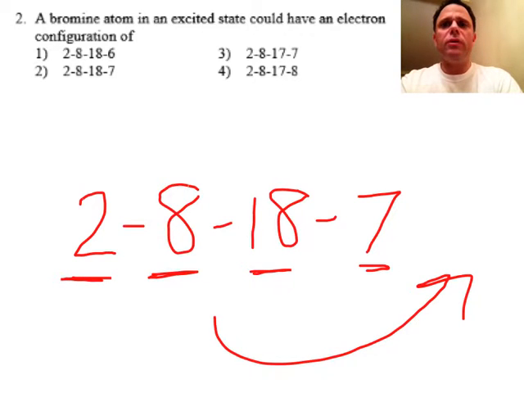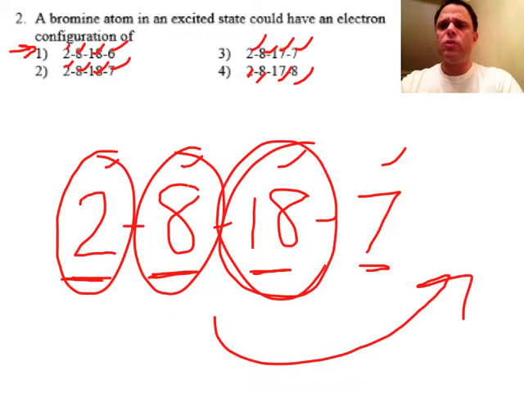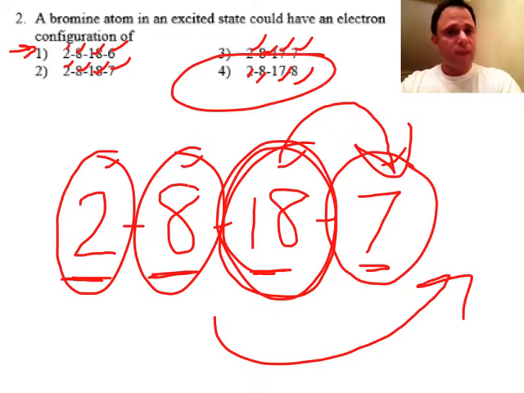So, number 1, does number 1 suggest that? It's 2, 8, 18, 6. No, that actually lost an electron. 2, 8, 18, 7. No, that is the ground state. That's the normal condition of the atom. 2, 8, 17, 7. No, it's missing an electron. Or how about 2, 8, 17, 8? So if this were 17, it means that an electron jumped up to here and became 8. Hey, it's choice number 4.